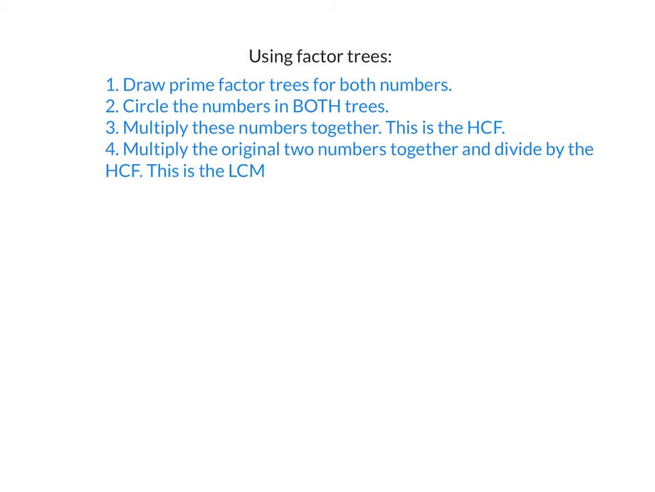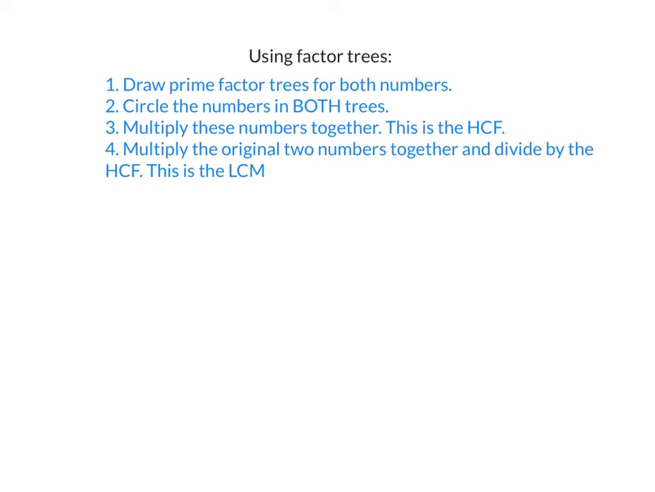We used factor trees last time. Remember, what you do is you take a number and you write it as the product of primes. So we do a factor tree for each of the two numbers for which we want to calculate the highest common factor. All we do is circle the common numbers and multiply them together. That gives us the highest common factor. We just do one extra step to find the lowest common multiple, and that's multiplying the two numbers and dividing by the highest common factor.